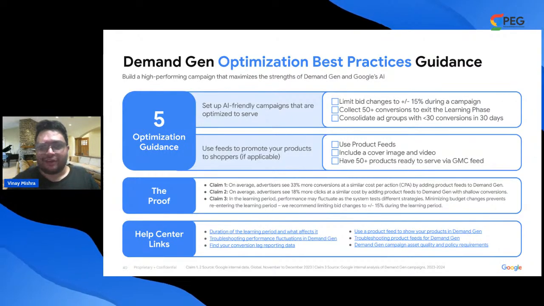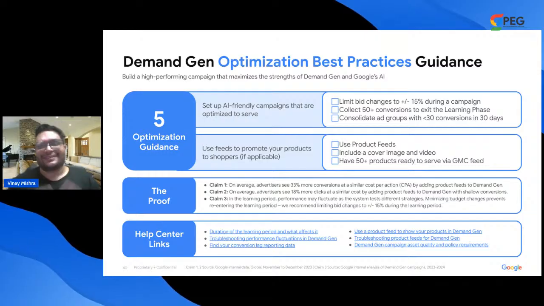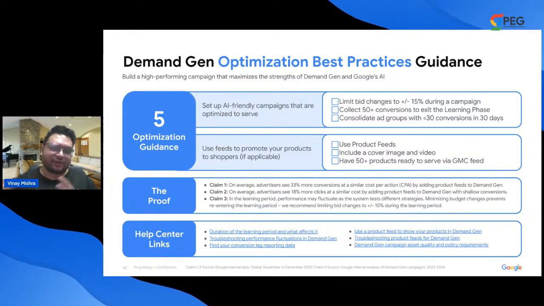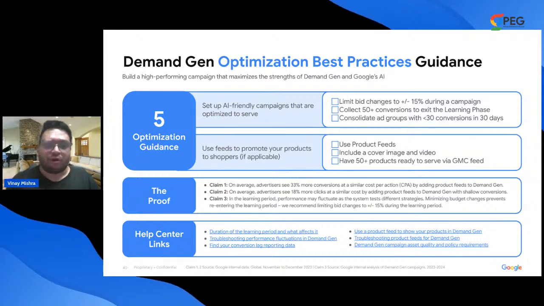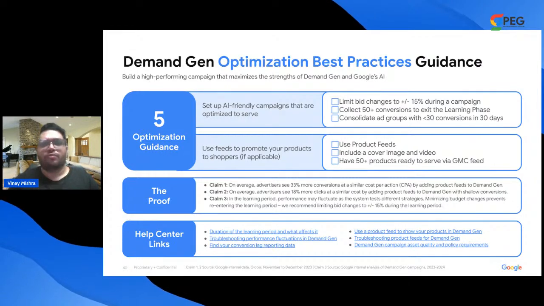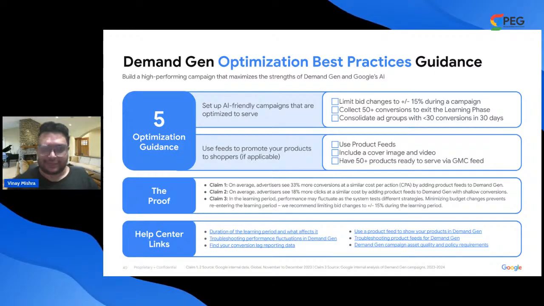And then ensure that you have collected at least 50 plus conversions to exit your learning phase, right? So if you're transitioning from one bidding strategy to another, please make sure that you have at least 50 conversions in your pocket, so that the campaign is well optimized and well fed with the data. And consolidate your ad groups which have fewer than 30 conversions in the last 30 days, so that accordingly you can optimize these specifically as well.